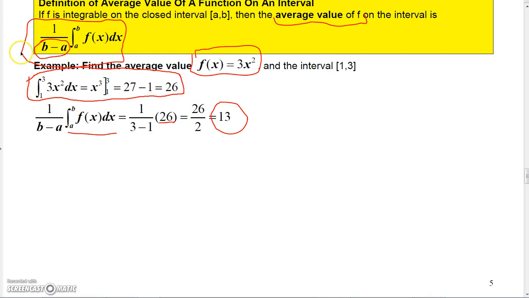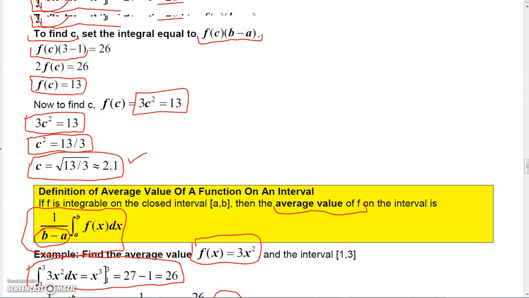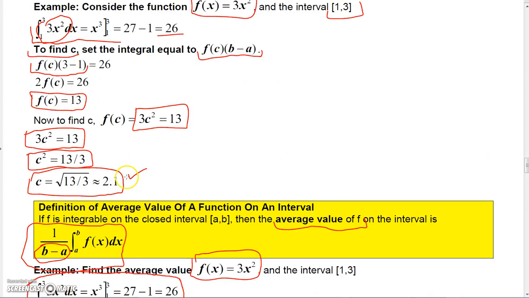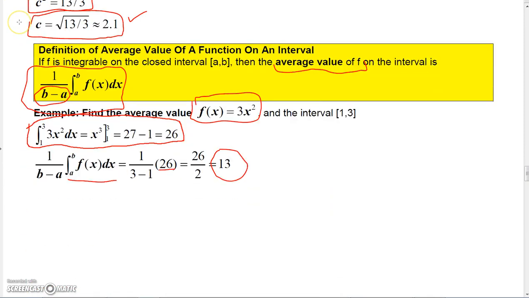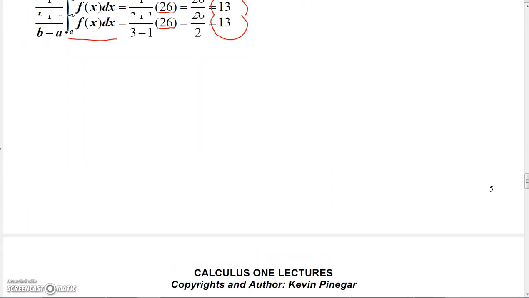Don't get that confused with what we found earlier. Earlier, what I found was the functional value that actually gave me 13. So that's the difference between the two examples.